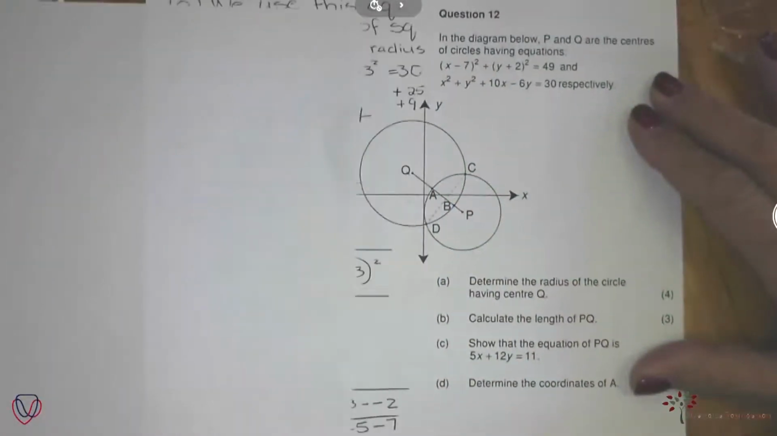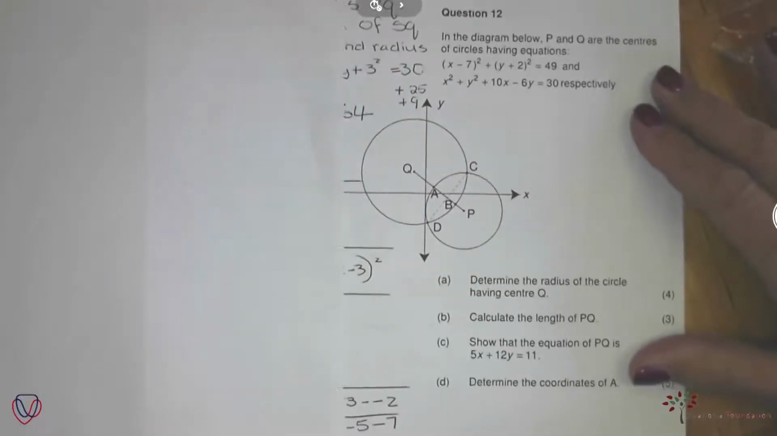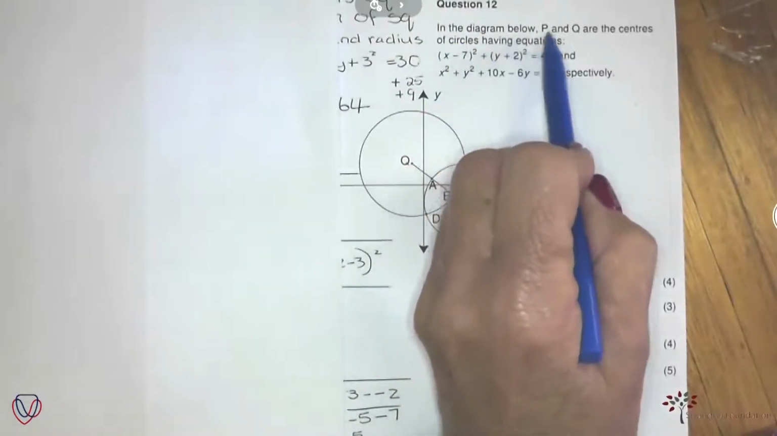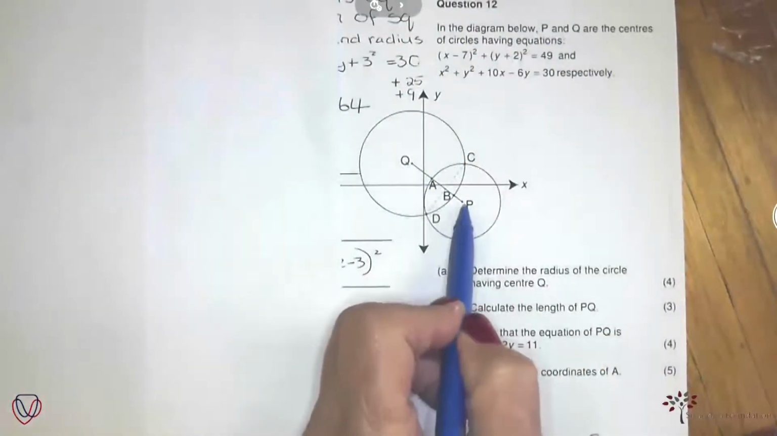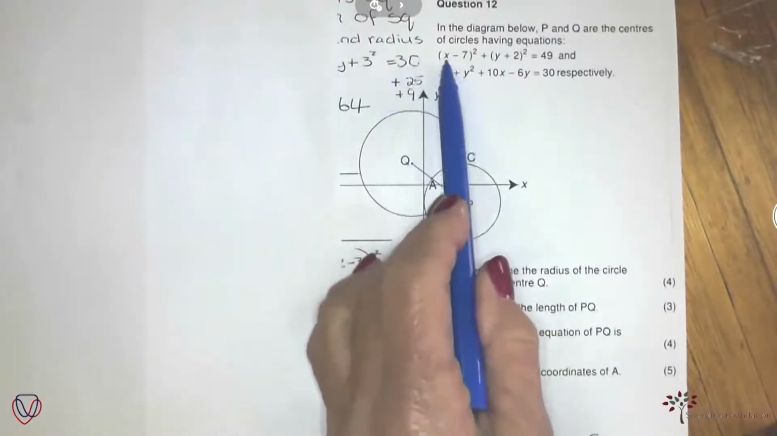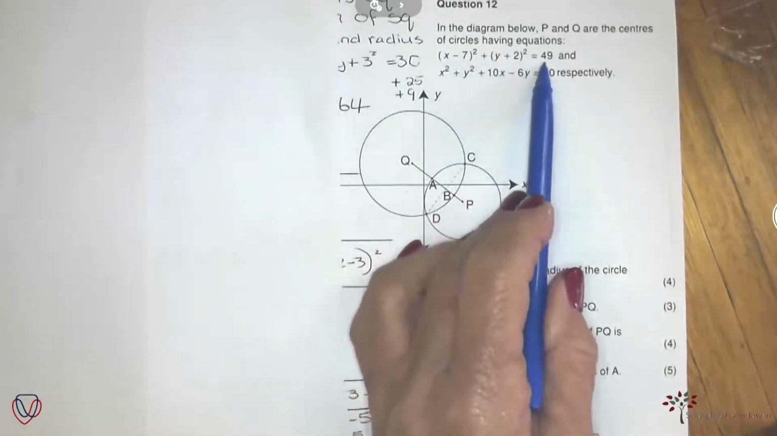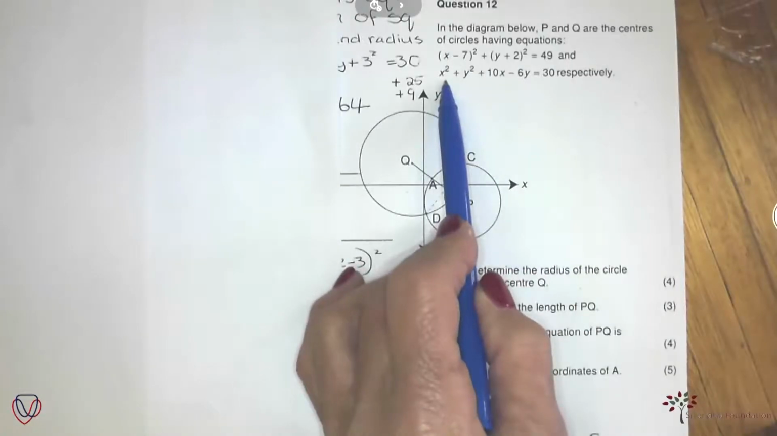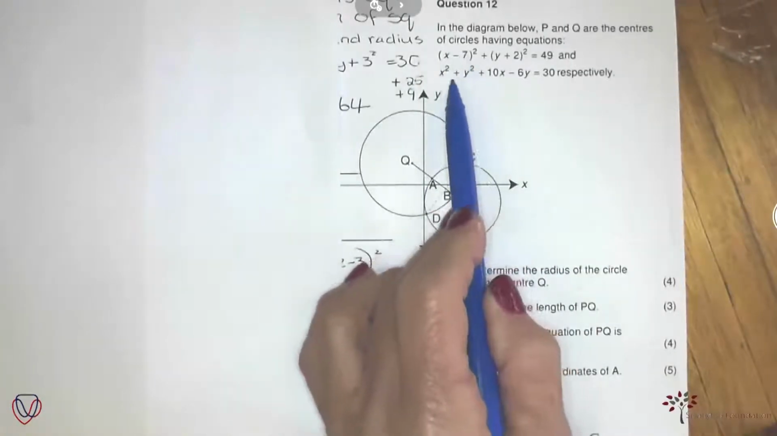Right, let's see what we have here. Here we have a question 12, and the sketch is not underneath the question, so I'm going to have to show you that first so that we can read our question. In the diagram below, P and Q are the centers of these two circles, and the circles have equations (x minus 7) squared plus (y plus 2) squared equals 49. And then that one was given in the general form. Can you see that? They actually removed the brackets here.